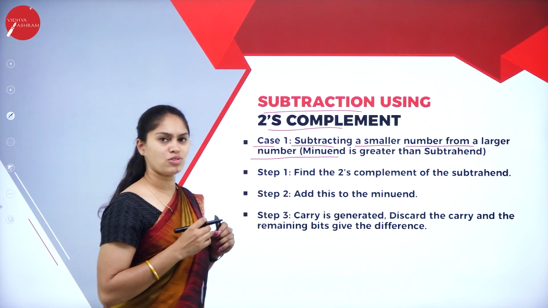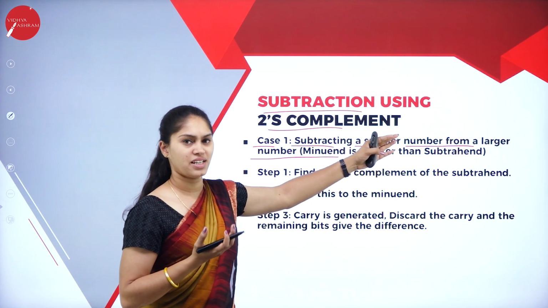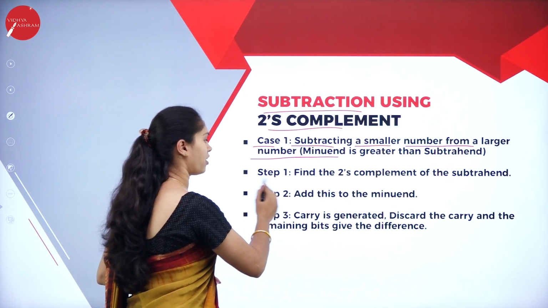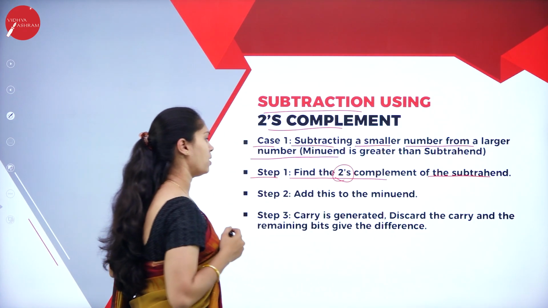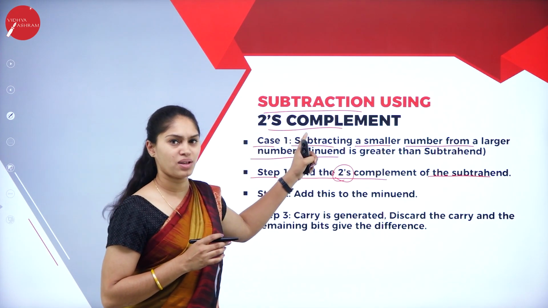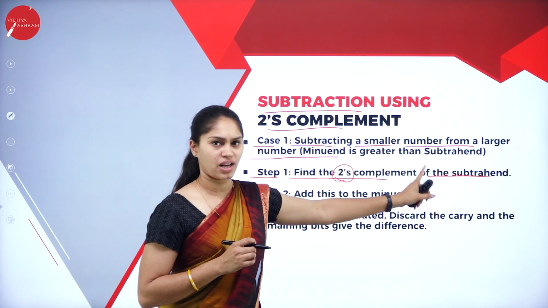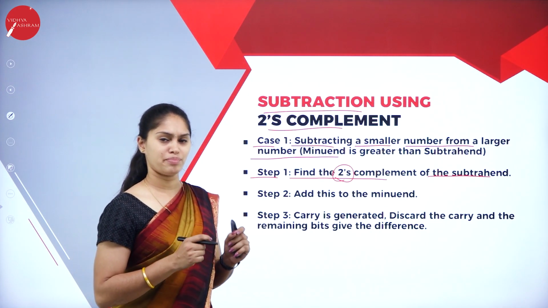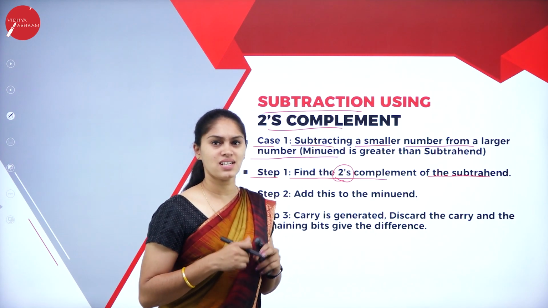So here we are performing subtraction of a smaller number from the larger number. That is, when the minuend is greater than the subtrahend. Okay. Find the twos complement of the subtrahend. So instead of taking the ones complement, we have to take the twos complement because we are dealing with twos complement subtraction. How am I supposed to find this twos complement? I have to take the ones complement first. Then I have to add 1 to the LSB. So that will give us the twos complement.